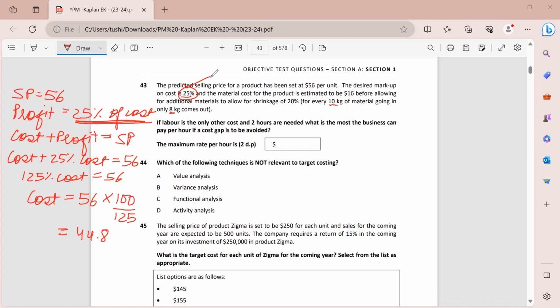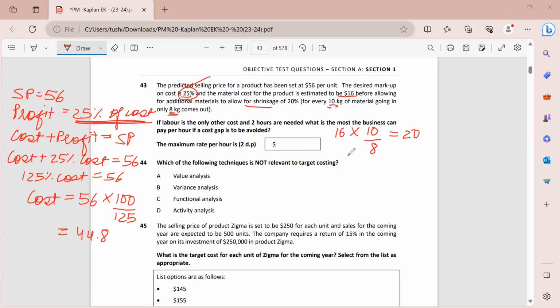Now for material, we are spending $16, and this is before allowing for shrinkage. This means that whenever we are putting in 10 kg, only 8 kg is coming out. So 16 is before that wastage. So 16 multiplied by 10 divided by 8, because I'm actually putting in more material. I am putting in 10 and getting 8. So I want to find out the cost of my 10, because I have to allow for shrinkage also, since that cost is already being incurred. So 16 into 10 divided by 8 gives me 20. That means my material cost is $20.